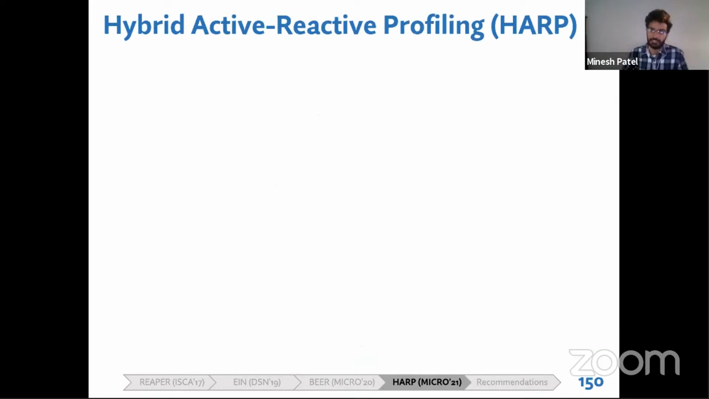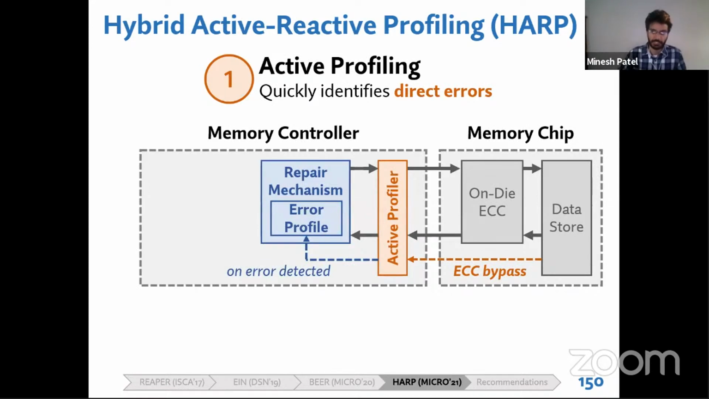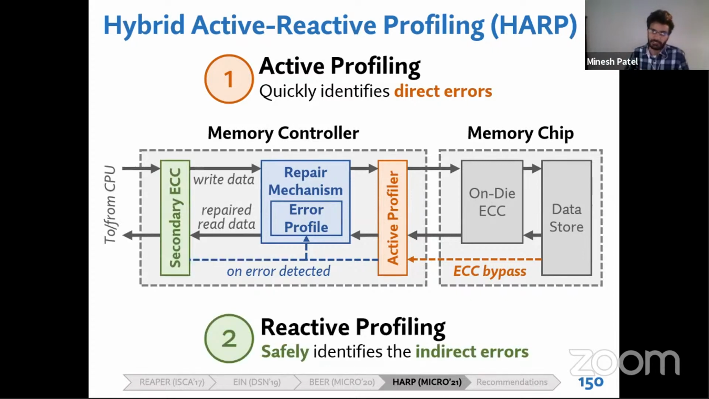So HARP combines these two key ideas to create a two-phase profiling algorithm. First, HARP uses an active profiler within the memory controller along with an on-die ECC bypass path to quickly identify all bits that are at risk of direct errors. Second, HARP safely identifies all the remaining bits that are at risk of indirect errors using a secondary ECC in the memory controller. And this exploits the observation that on-die ECC can only introduce at most n indirect errors given an n error correcting on-die ECC. Now, whenever either active or reactive profiling identify an at-risk bit, they report it to the repair mechanism for subsequent repair.